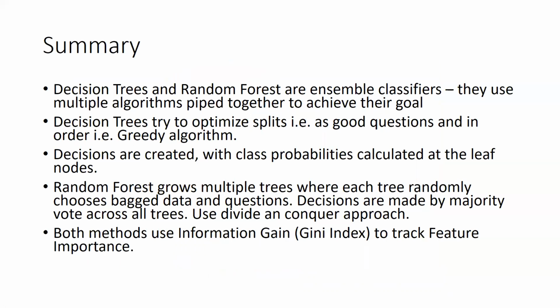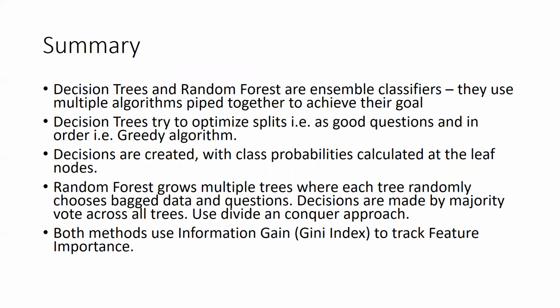So before we go to the notebook, in summary, decision trees and random forests are ensemble classifiers. They use multiple algorithms piped together to achieve their goal. Decision trees try to optimize splits using a greedy process, and decisions are created with class probabilities calculated at the leaf nodes. Random forest grows multiple trees where each tree randomly chooses bag data and random questions. Decisions are made by majority vote across all trees, i.e. this is a divide and conquer approach.